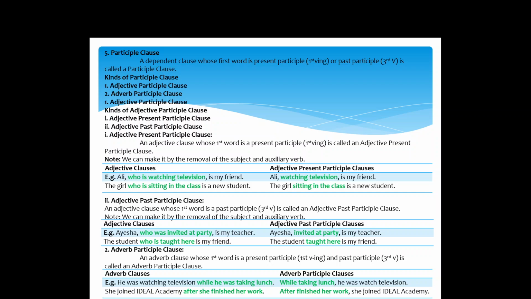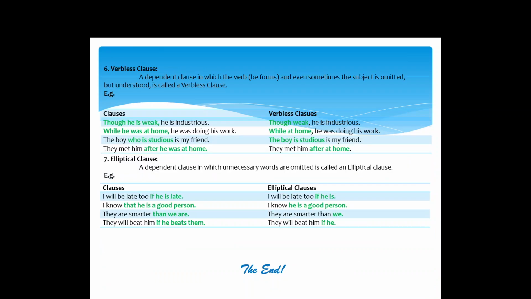If there are still questions, you can ask me in the comment box. Now we'll move towards the next kind of dependent clause, that is verbless clauses. So what is a verbless clause? A dependent clause in which the verb be forms and even sometimes the subject is omitted but understood is called a verbless clause. एक ऐसा dependent clause जिसमें be forms मतलब is, am, are, was, were remove हो और sometimes बाज़ औक़ात the subject is omitted और बाज़ औक़ात subject को भी ड्रॉप किया जाए, उसे लिखा ना जाए किसी भी क्लॉज से, किसी भी सेंटेंस से, तो वो हमारे पास वर्बलेस क्लॉज कहलाता है.